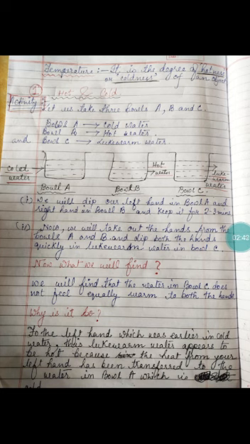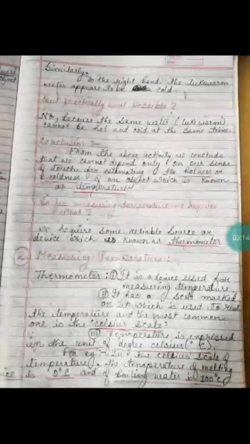To the left hand, which was earlier in cold water, this lukewarm water appears to be hot because, as we know, the direction of heat flow is always from the higher temperature to the lower temperature. So, the heat from your left hand has been transferred to the water in bowl A, which was what? Cold. Similarly, to the right hand, the lukewarm water appears to be what? Cold.